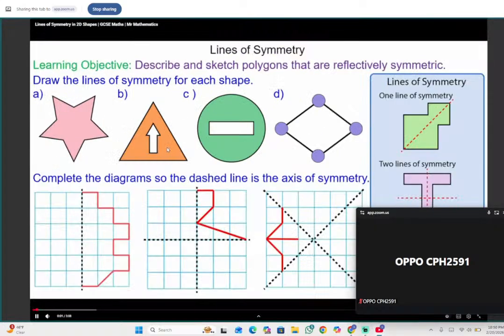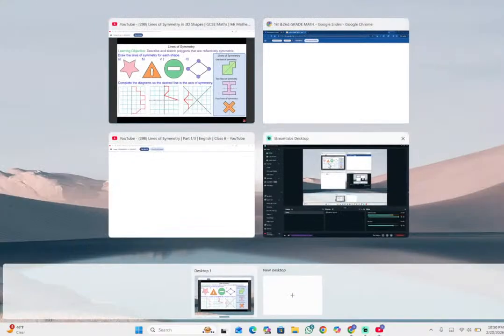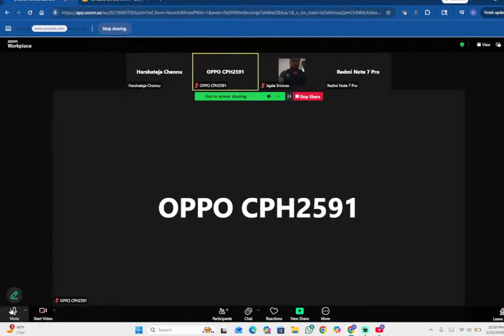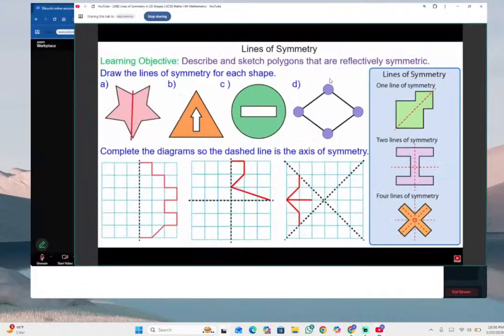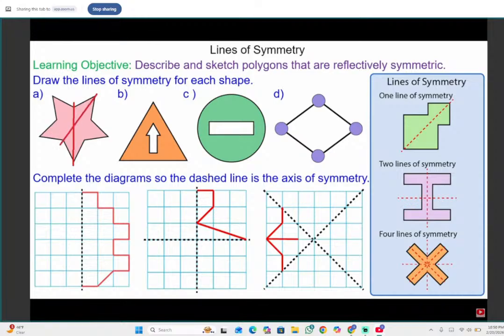In this lesson, we're going to identify the lines of symmetry in a 2D shape, and we're going to reflect an object in its axis of symmetry. We'll begin with question A. The pentagonal star has a line of symmetry at each vertex of the star, as you can see from the red lines of symmetry. So in total, there are 5 lines of symmetry in the pentagonal star.